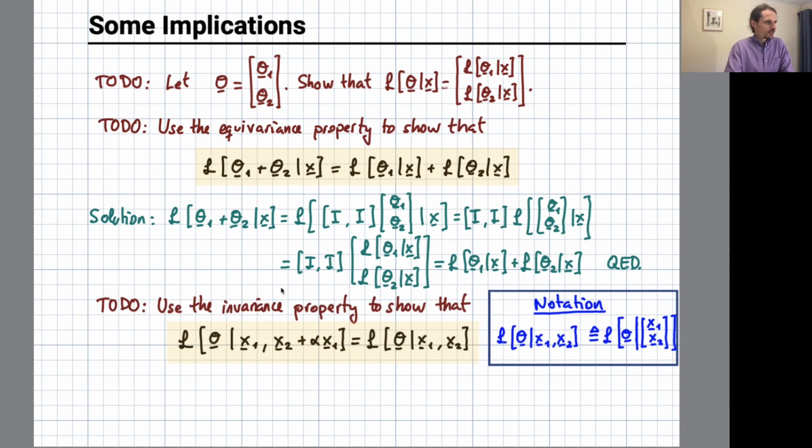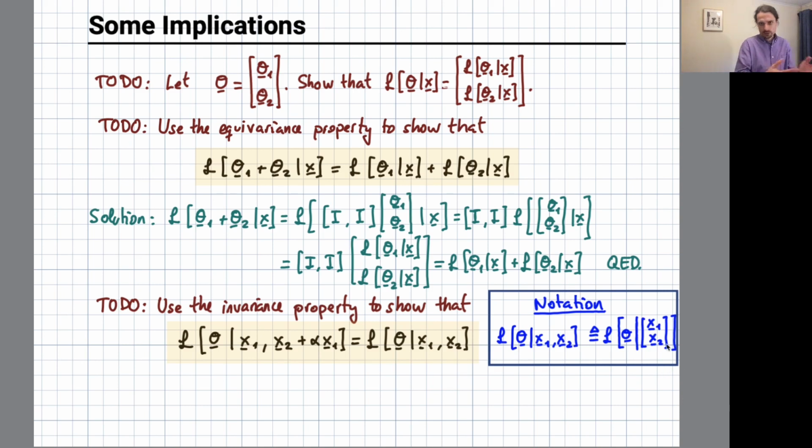And now for the next exercise, let us introduce some notation. Whenever we write the LMMSE estimator of theta given x1, comma x2, this means the LMMSE estimator of theta given this vector that results from concatenating these two. So this is just a matter of writing things in a more natural fashion, but for our expressions, we prefer to collect all the data in a single vector.